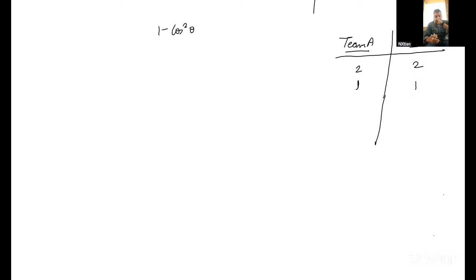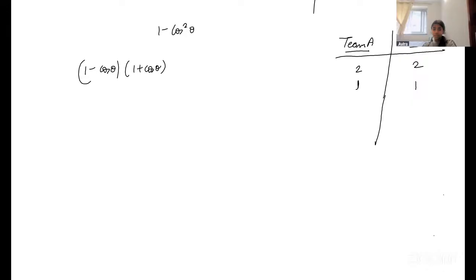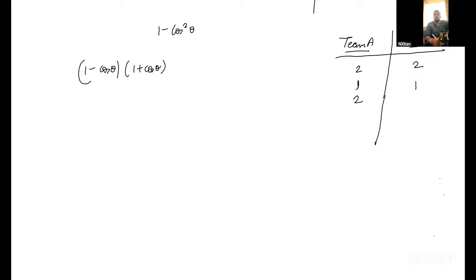Okay. Now I will ask this question from Ira. I will ask the hard question. Ira, what is the formula for 1 minus cos theta into 1 plus cos theta? 1 minus cos theta into 1 plus cos theta. What is the answer of that? Sine square theta. Yes, correct. Very good. Wow.